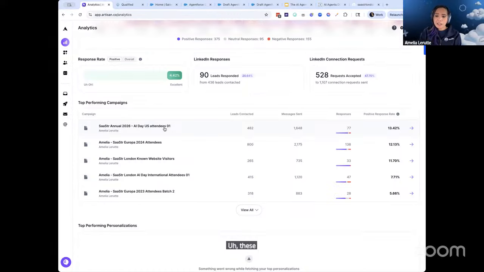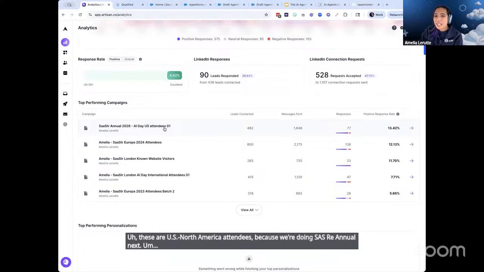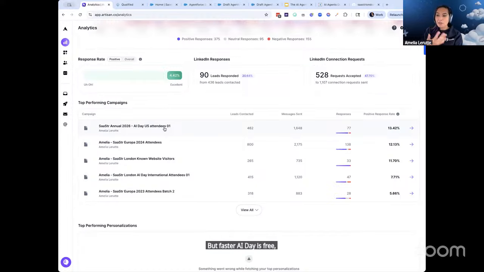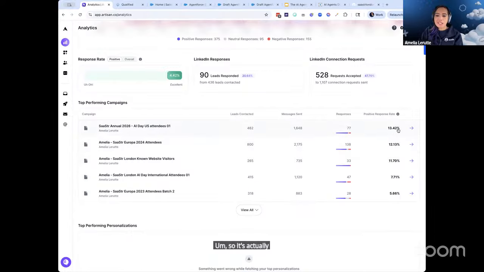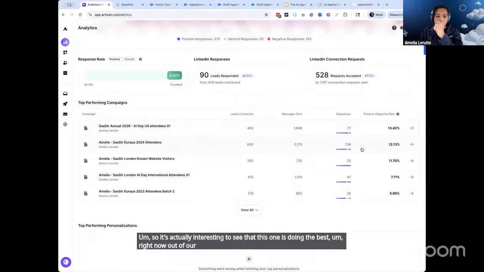These are US North America attendees because we're doing SaaStr Annual next. But SaaStr AI Day is free, right? So it's kind of a mixed bag sometimes on the quality of those attendees and those names. And so these are folks who are newer, warm, but not as warm as a Renewal sponsor. So it's actually interesting to see that this one is doing the best right now out of our positive response rates. Then you go to things like this, where this one is 7%.